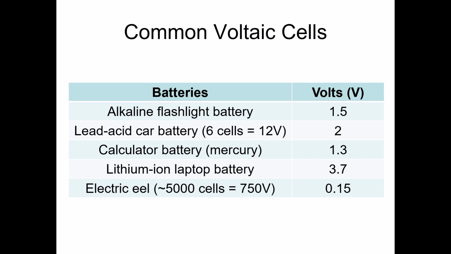And then, of course, for biologists out there, electric eels that can produce electrical charge have 5,000 of these cells that are 0.15 volts each, which adds up pretty quickly.